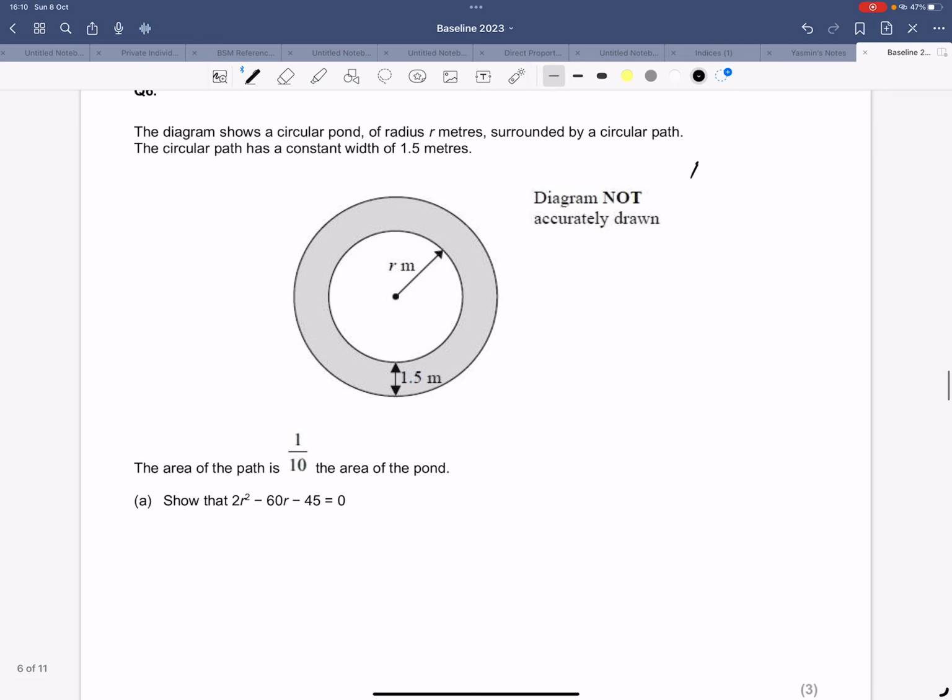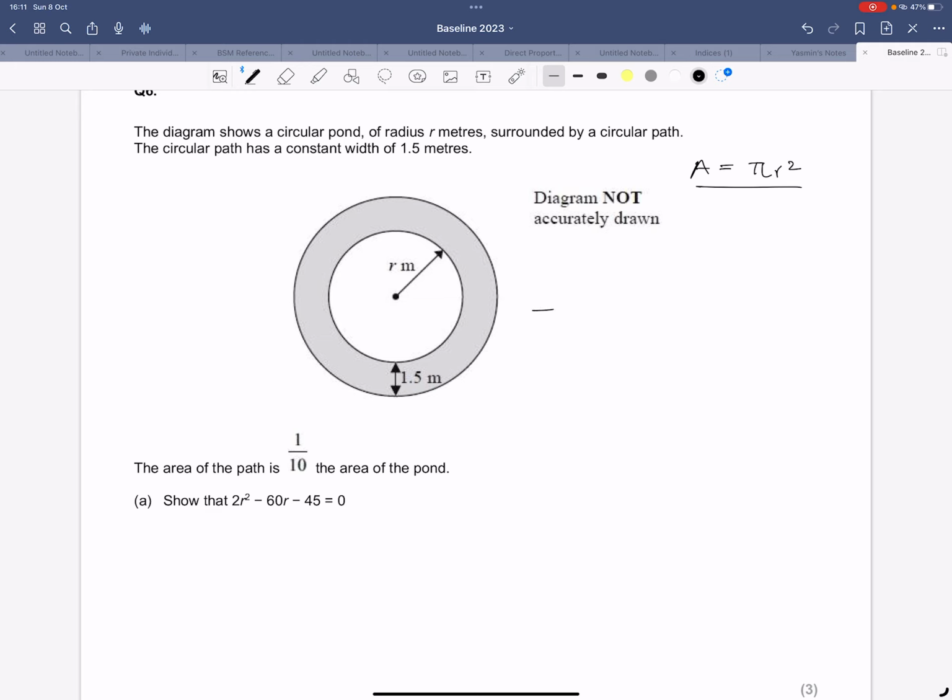So area of a circle, everyone should know, is pi r squared, right? Why are we faffing about with a very simple formula? Okay, so the area of the path is 1/10 the area of the pond. So what we're going to do here is we're going to create 2 equations. Now the equations that we need to create are going to be the following.